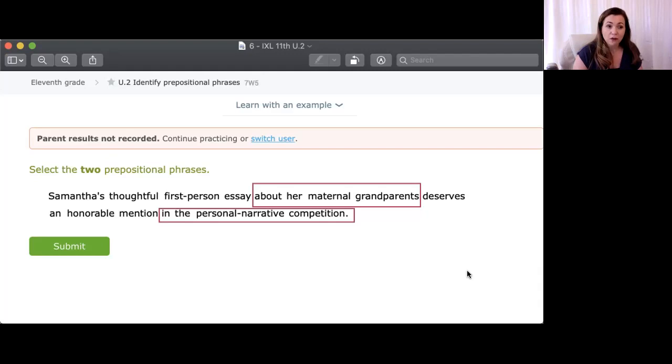The first preposition we come across is the word about, and then we look at what follows about. Is that a prepositional phrase, about her maternal grandparents? Absolutely it is. So that's the first one. When you go to click on them, the groups of words will be pre-highlighted, so it'll be obvious that the IXL program is calling this a phrase. Whether it's a prepositional phrase isn't going to be clear, but it will be clear that this group goes together. The next one: the word in is a preposition, so in the personal narrative competition makes up its entire prepositional phrase.